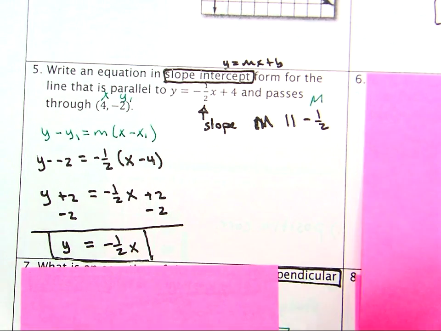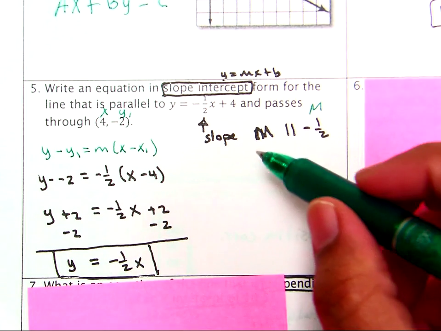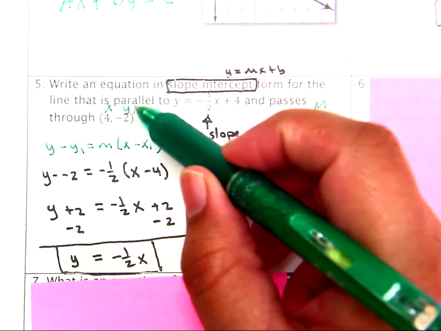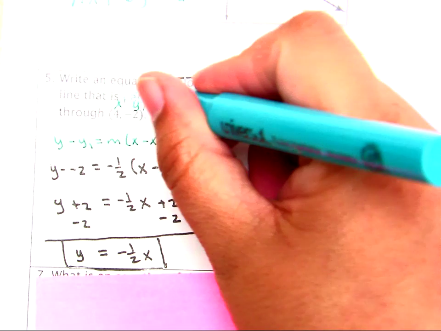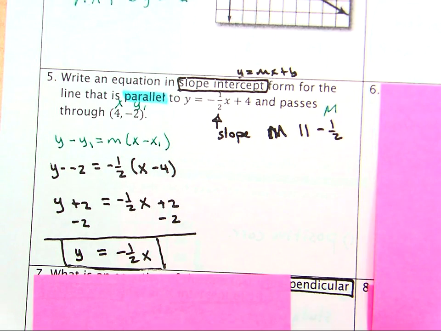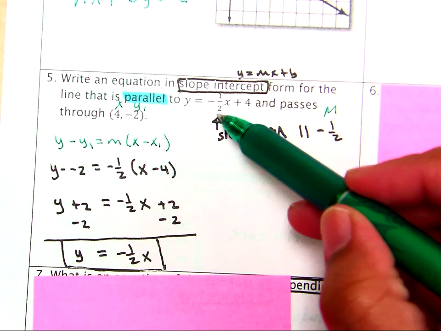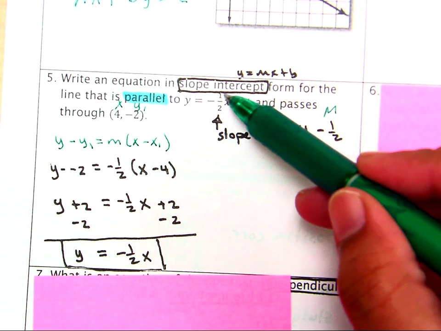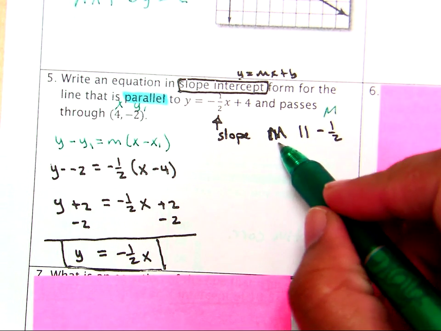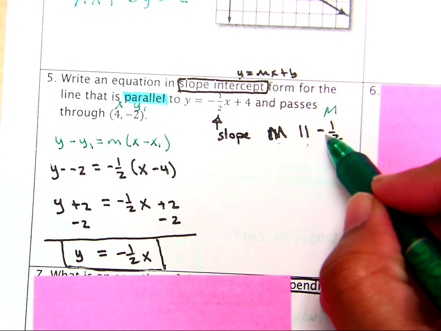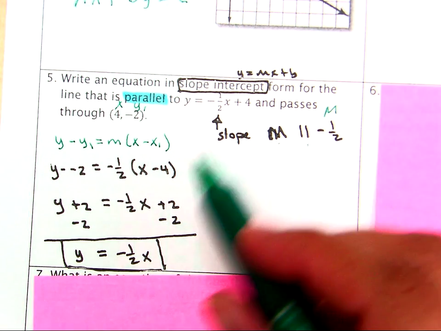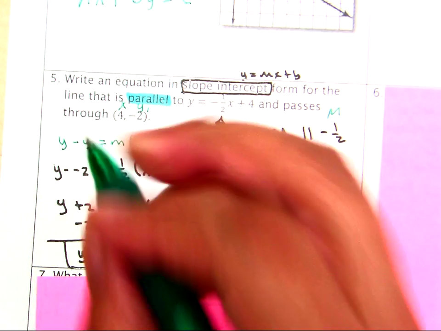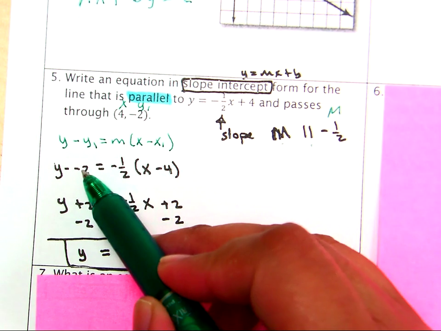Number 5, we've already kind of talked about. The only difference in number 5 is that it's telling you that you have a line that's parallel. So you'll need to remember that if it's parallel, the slopes are the same. So since the slope is -1/2, the slope that's parallel to that is -1/2. So the slopes had to be the same. So here, then you plug this in.